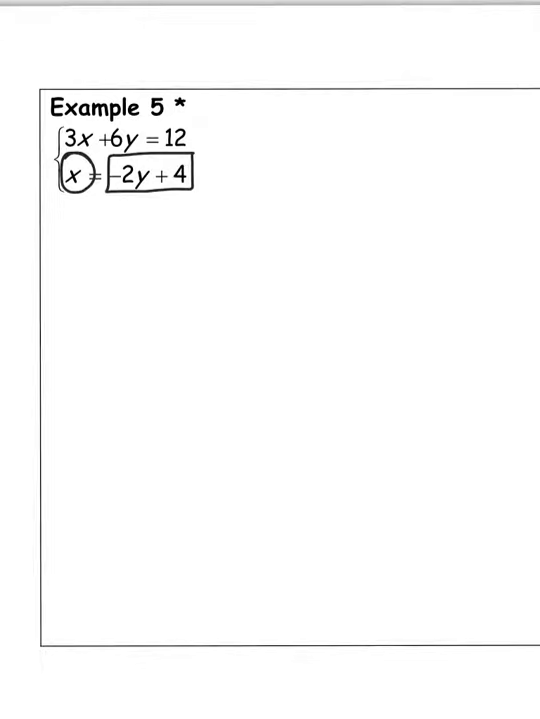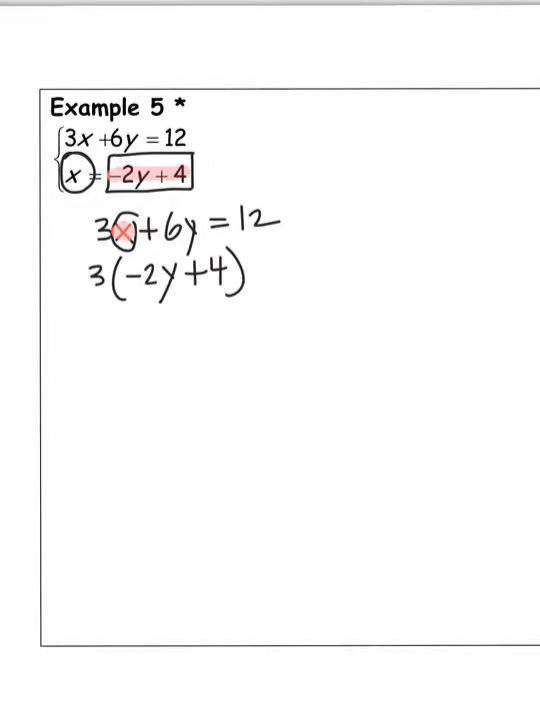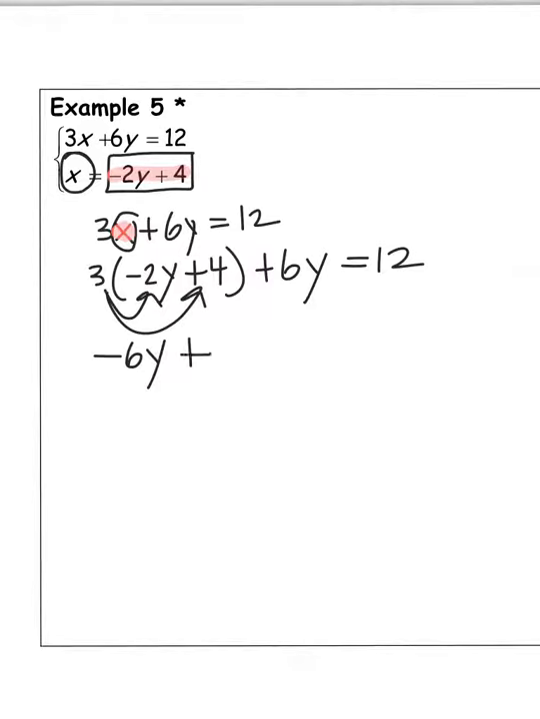X is equal to negative 2y plus 4, which means in my other equation, 3x plus 6y equals 12, I'm going to replace x with negative 2y plus 4. So this is going to look like 3 times negative 2y plus 4, and then plus 6y equals 12. All right, I'm going to distribute. Negative 6y plus 3 times 4, 12, plus 6y equals 12.